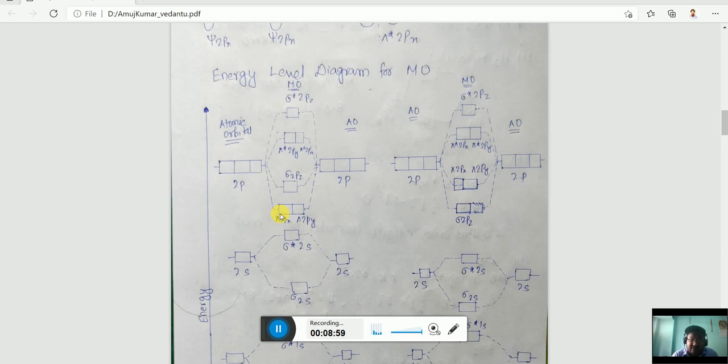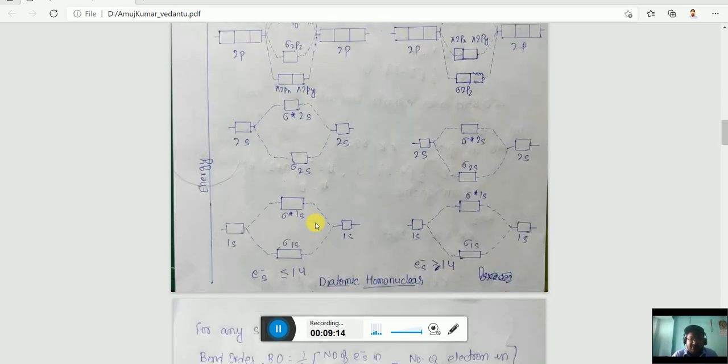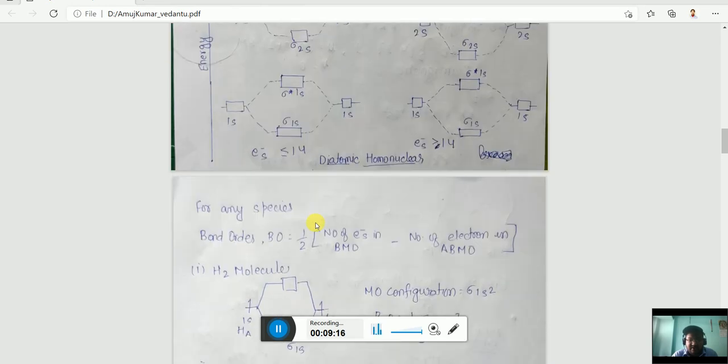Later on I will discuss one most important question on this topic, on this sp mixing, which is very important, and this particular question is asked in international level Olympiad questions. So remember this question. Now moving next, for any species, the formula for bond order will be half of number of electrons in bonding molecular orbitals minus number of electrons in anti-bonding molecular orbitals.